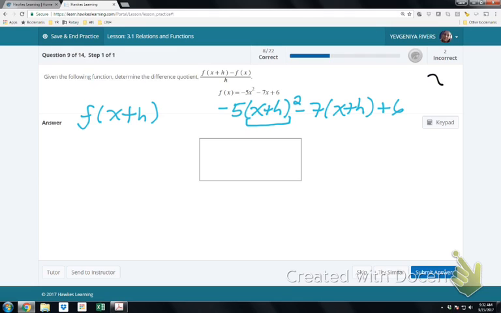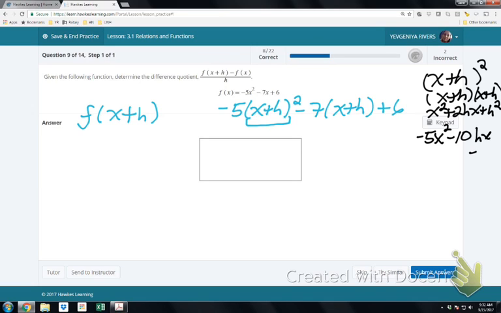We see that x plus h squared, if I FOIL it, will be x squared plus 2hx plus h squared. Multiplying all of that by negative 5, I have negative 5x squared minus 10hx minus 10h squared. So let's put that back over here. That's negative 5x squared minus 10hx minus 10h squared. Distributing the negative 7 in, I have minus 7x minus 7h plus 6.